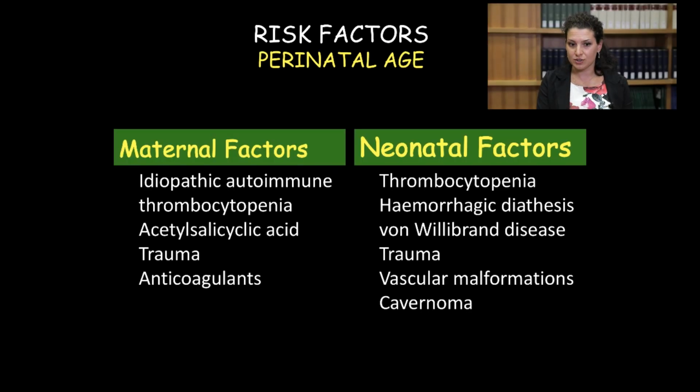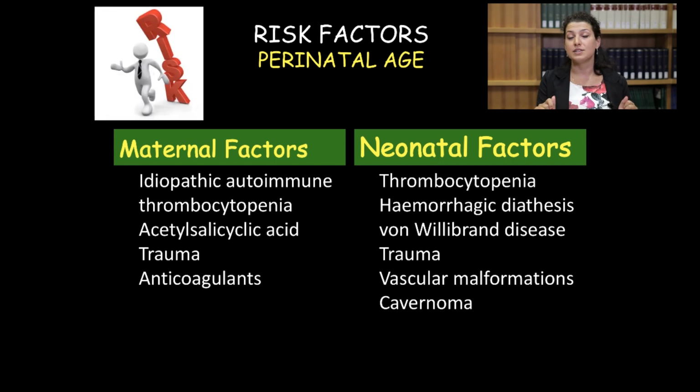These are the main risk factors that can be maternal or neonatal. Maternal risk factors may be idiopathic autoimmune thrombocytopenia, therapy with aspirin or anticoagulants, or trauma. Neonatal factors may be vascular malformation, vascular lesions such as cavernomas, trauma, von Willebrand disease, hemorrhagic diathesis, or thrombocytopenia. So autoimmune disease as well as trauma or drugs. And it's very important to understand when these factors are preventable and when we have to perform an early therapy and an early diagnosis.